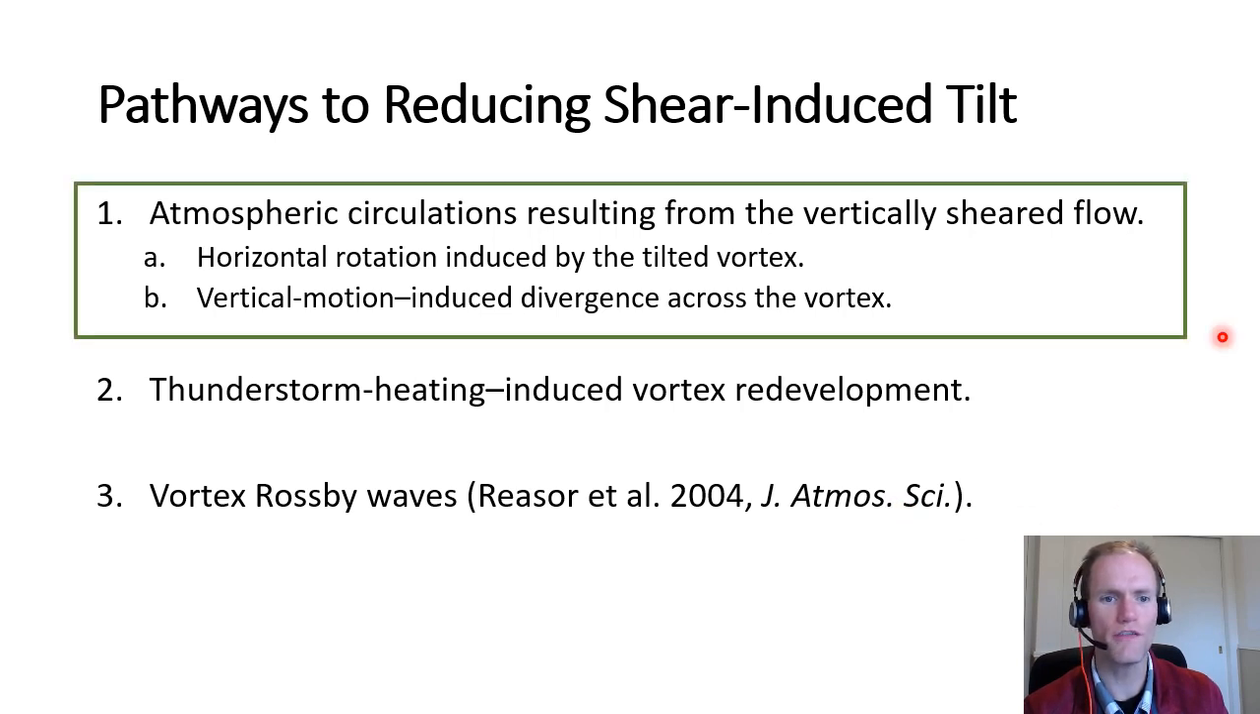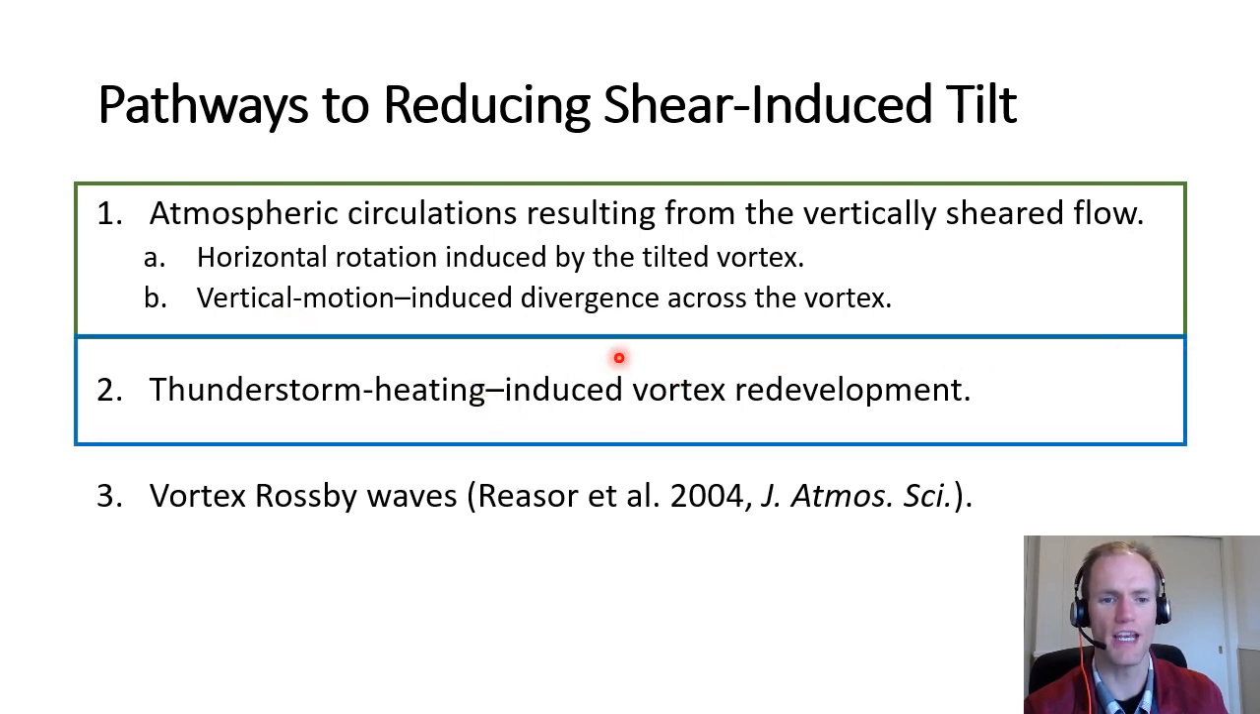So what we are going to focus on, especially in this video, is these atmospheric circulations resulting from the vertically sheared flow. And this idea of vertical motion helps us to be able to understand how the second feature with vortex redevelopment might occur, but we're not really going to touch on that extensively here.